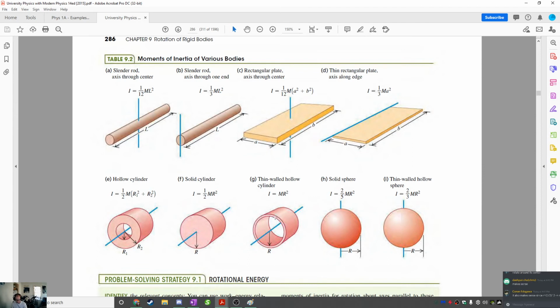A very common physics demo is to take a solid cylinder and a hollow cylinder and roll them down from the top of a ramp and have you all predict which one gets to the bottom first. And then finally, we have the solid sphere and then the thin-walled hollow sphere. So this last one is like a tennis ball where it's hollow on the inside. And this one is like a bowling ball that's solid throughout. Okay, so a useful table of moments of inertia.